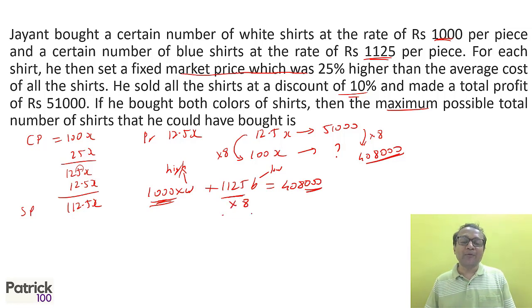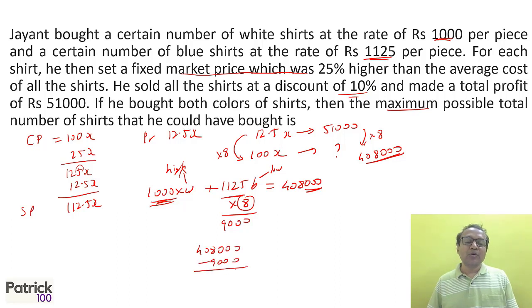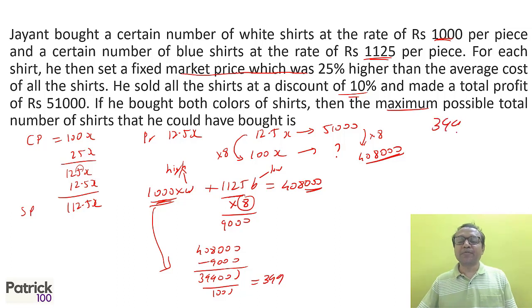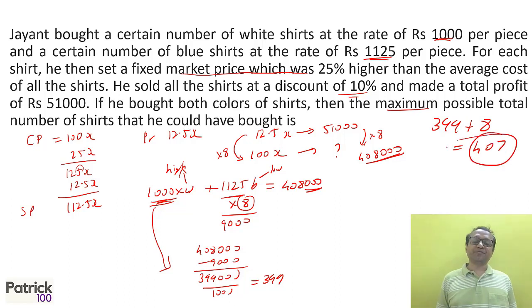The minimum value is 8. When you multiply 1,125 into 8, it becomes 9,000, ending in 1,000. So 8 shirts. Which means for the remaining shirts, 4,08,000 minus 9,000 is 3,99,000. I'll buy white shirts of 1,000 each. The number of shirts I'll buy is 399 shirts. So 399 shirts plus 8 shirts will give you 407 shirts total. That will be the answer.